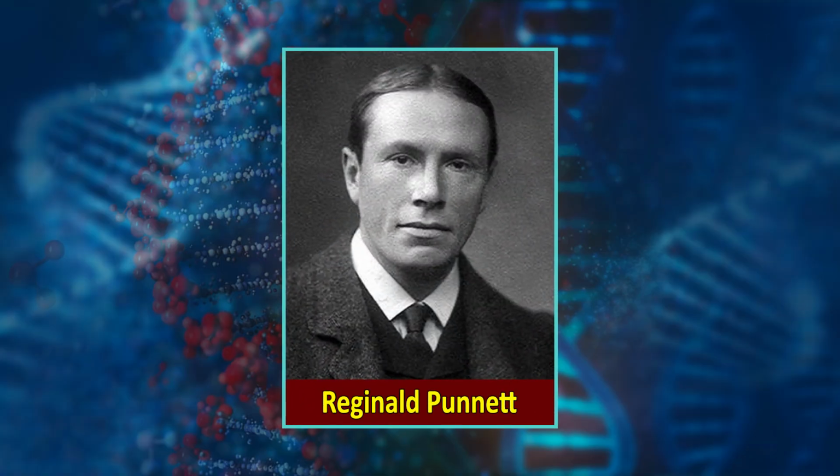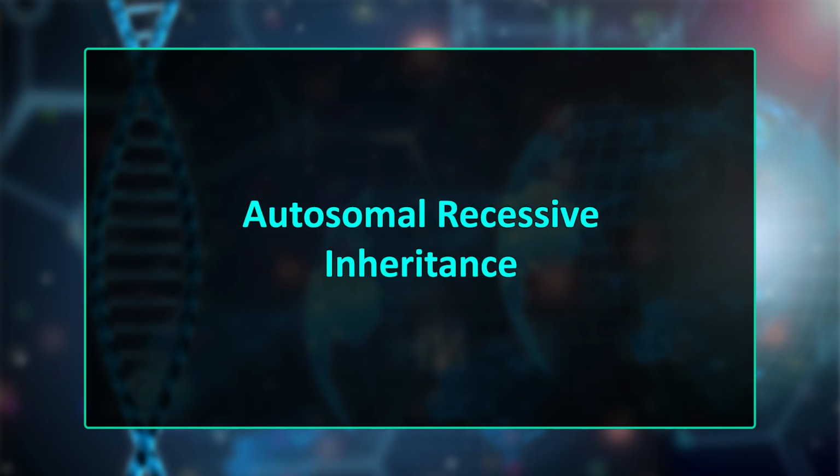This inheritance pattern in a child from the Punnett square is named after its creator, the British geneticist Reginald Punnett. So now the autosomal recessive inheritance.